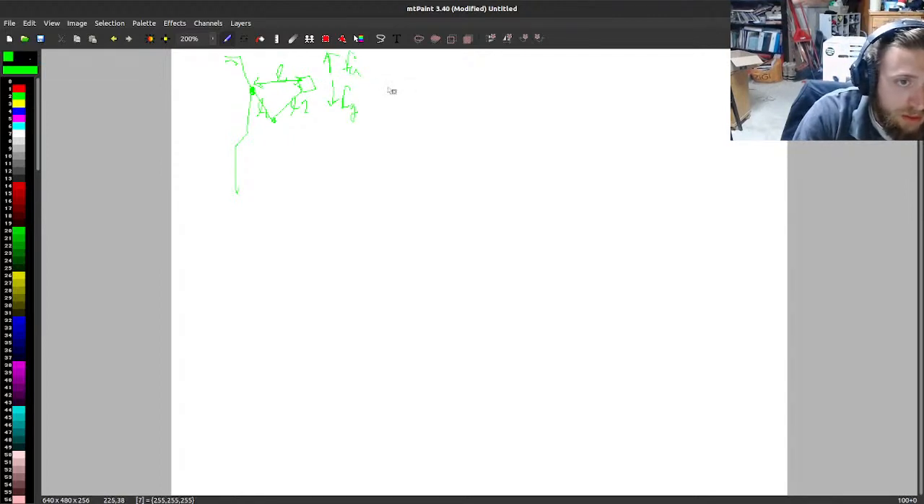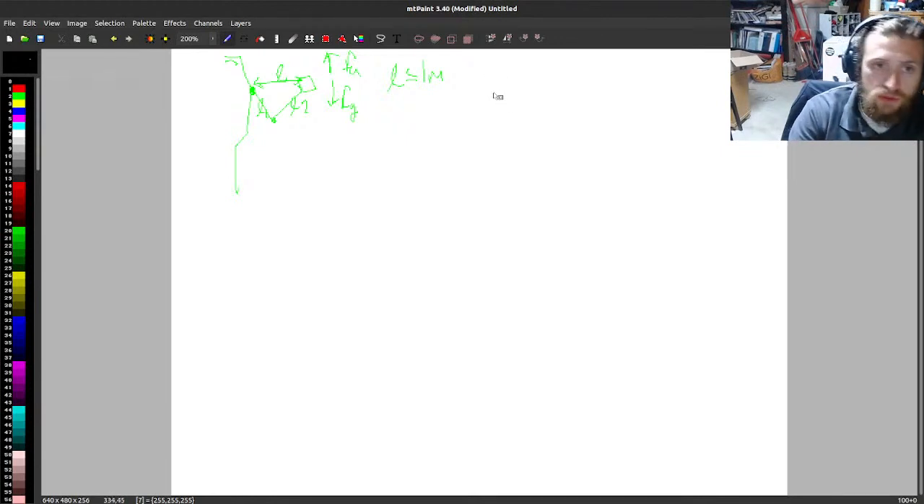FA, and L is less than or equal to 1 meter. So let's talk a little bit about the actual forces applied, the forces involved. So first thing we need to consider with force. I'm assuming if you've made it this far, everybody knows that force is mass times acceleration.